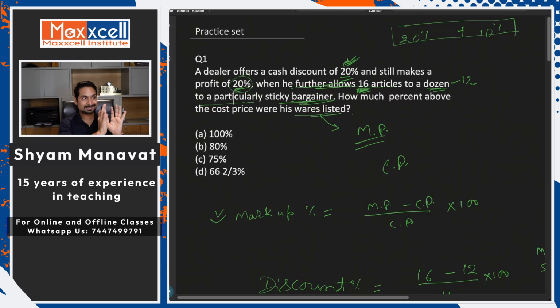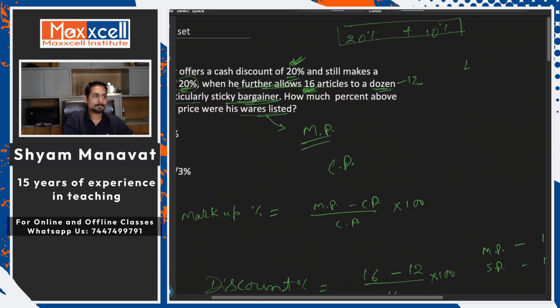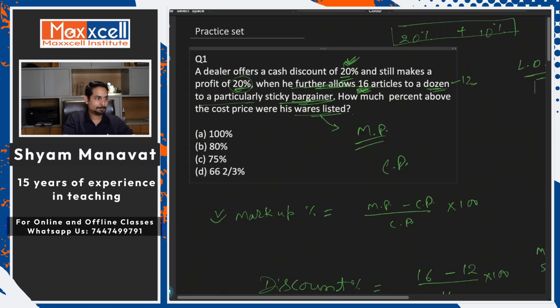Guys, don't get confused here. I know this is how the question is formed in the exam. What difficulty level should we give it? We can give a difficulty level of 2 for this question, because of the logic we need to apply. They mention giving a 20% discount and, in the same sentence, a profit of 20% when he further allows 16 articles to a dozen. So they are playing with words.